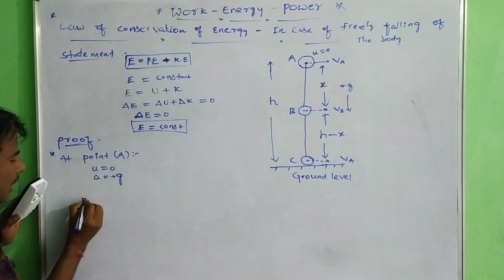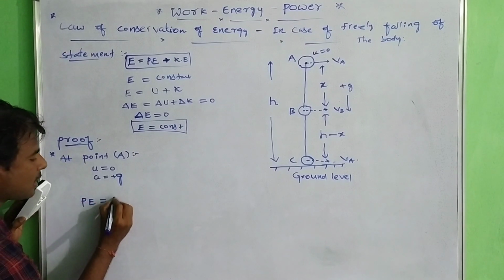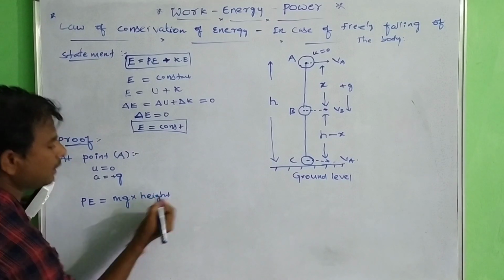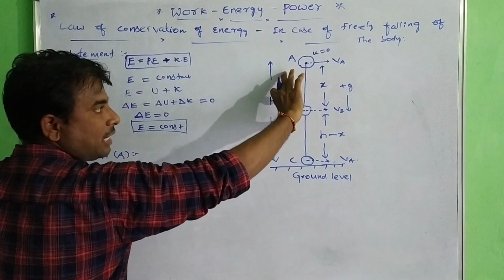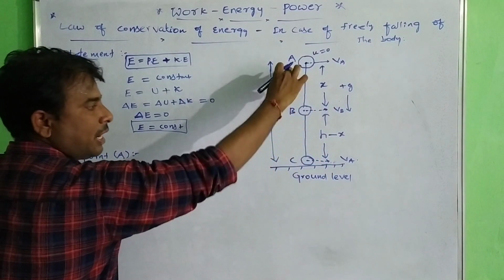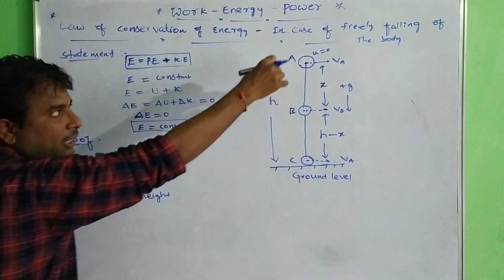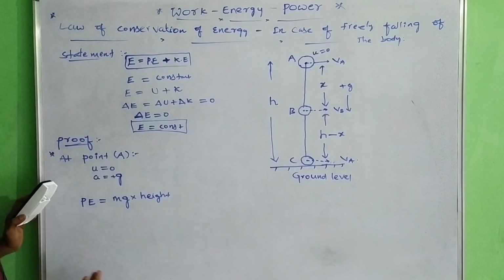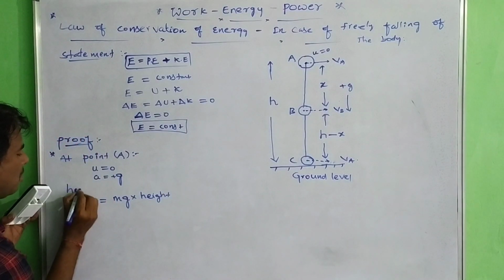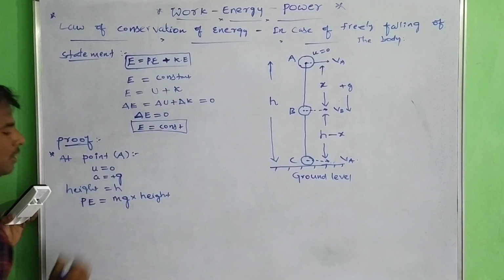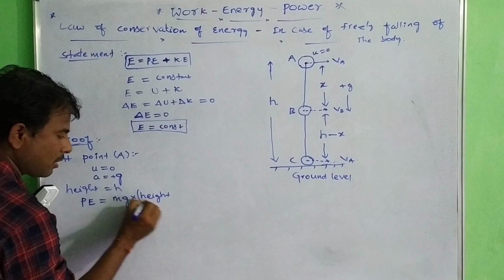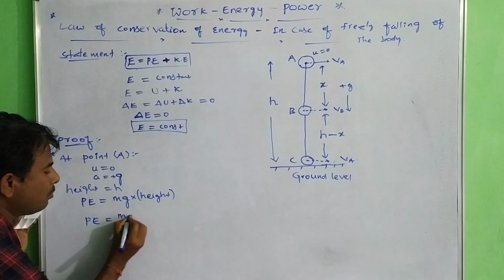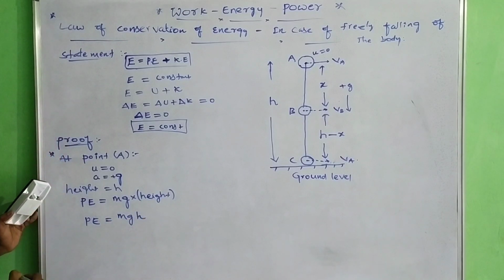Here the potential energy is calculated. Potential energy is mg into height. The total height is h, from the ground level to point A, where the body is freely falling from the highest point A to C. So the height value h is substituted in this formula. Therefore, potential energy P equals mgh.